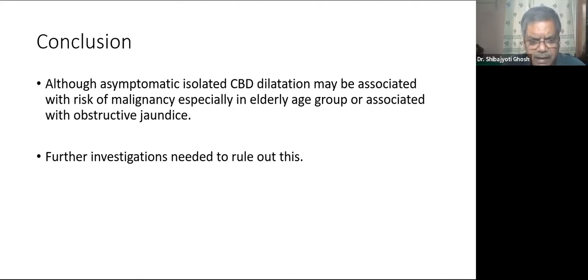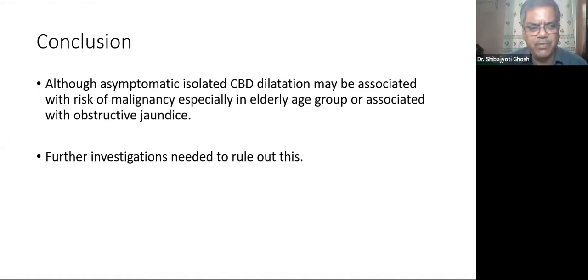And the second point I would like to mention is that in case of asymptomatic dilated common bile duct, if the patient has no other concerning features, it is best to reassure the patient and follow up the patient. In the follow-up period, if the dilatation is found to be stable, that is, not increasing, we can keep the patient for further follow-up. But if the dilatation is increasing, then we need to start the investigation.